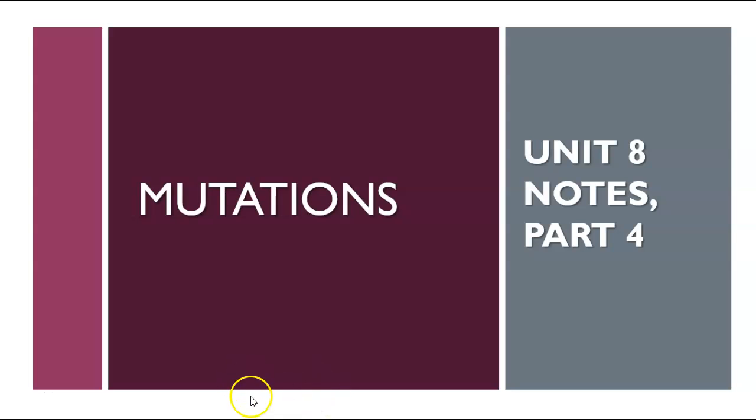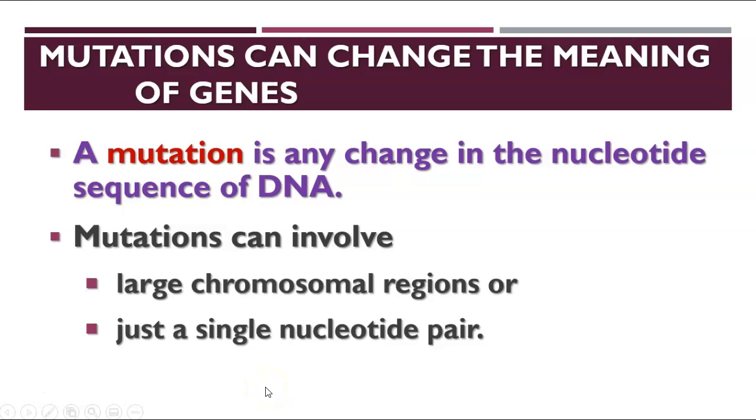You've heard the term mutation before. Now we're going to learn about what that means. A mutation is a change in the nucleotide sequence of DNA. There are lots of ways that can happen, and we'll talk a little bit about that as time goes on. Basically, mutations can involve big pieces of chromosomes or sometimes just a single nucleotide. If one nucleotide is wrong, then that can change the protein that's coded for.